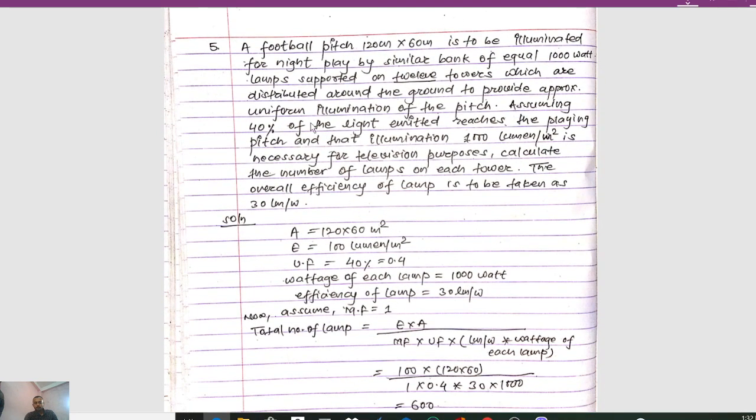Now here we have the next one. A football pitch 120 meter into 60 meter is to be illuminated for night play by a similar bank of equal 1000 watt lamps supported on tubular towers, which are distributed around the ground to provide approximately uniform illumination of the pitch. Assuming 40% of light emitted reaches the playing pitch, and an illumination of 1000 lumen per meter square is necessary for television purposes, calculate the number of lamps on each tower. The overall efficiency of the lamp is to be taken as 30 lumen per watt.